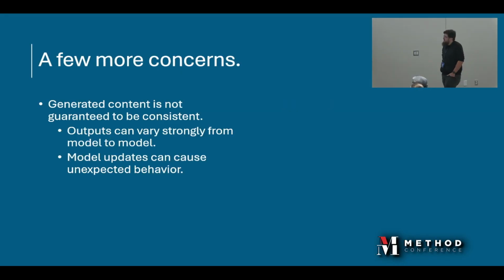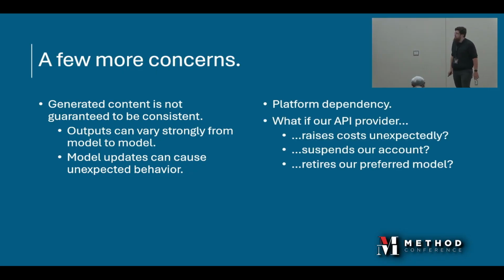A few more concerns. The content is not guaranteed to be consistent. If you use Gemini's models or Gemini's API, it's different than OpenAI's. We found that out the hard way. And model updates can cause unexpected behavior. That's why in the APIs they provide, for example, OpenAI has GPT-4o latest, and I think they have a dated GPT-4o version. You can specify it before they made a major revision.